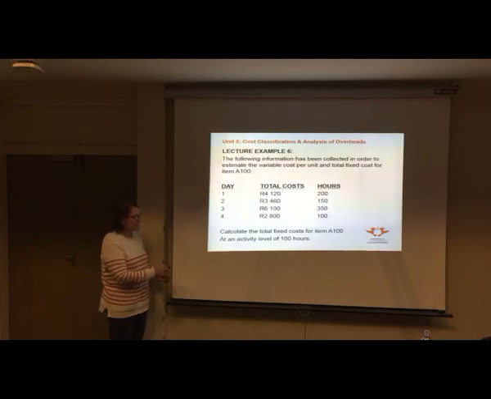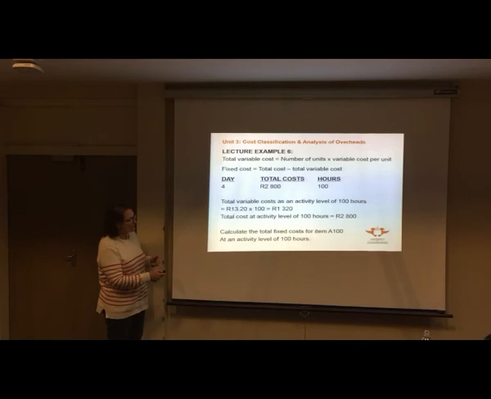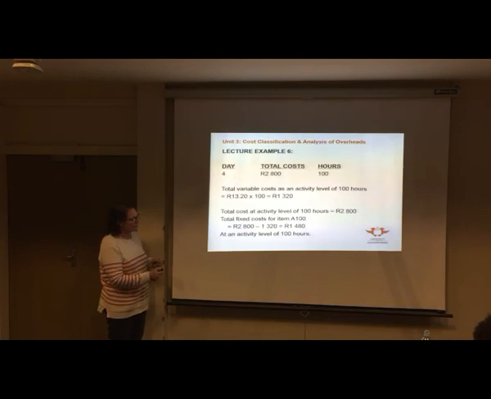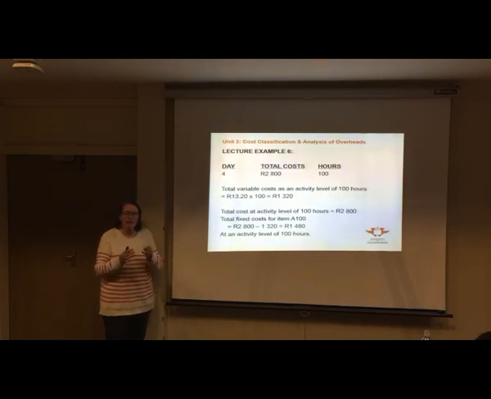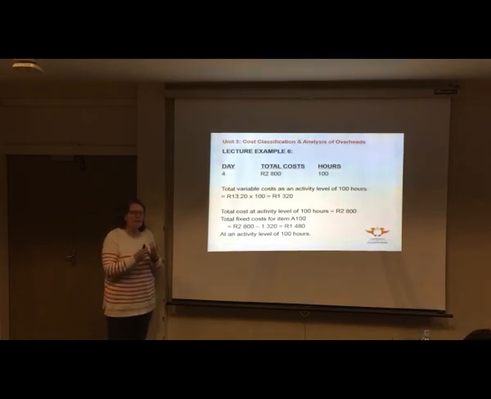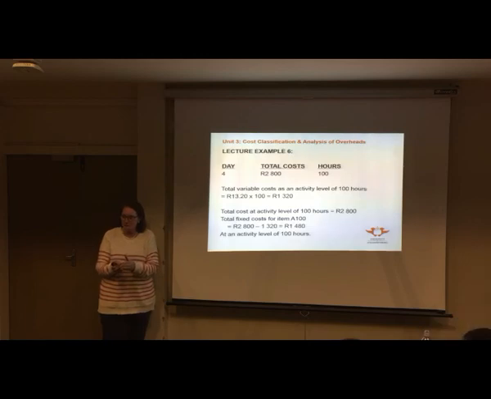How much is the variable component? Well, it must be 13 Rand 20 times 100, which is 1,320. So if the total variable cost is 1,320, then the total fixed cost must be 2,800 minus 1,320, which is 1,480 Rand. So we can use the high-low method to calculate the variable cost, and we can also use the high-low method to calculate the total fixed cost. So we can calculate the total variable cost for that number of units, therefore we can calculate the variable cost per unit.